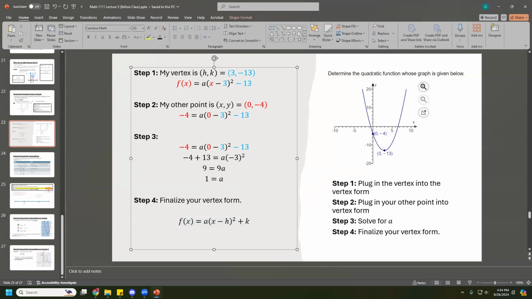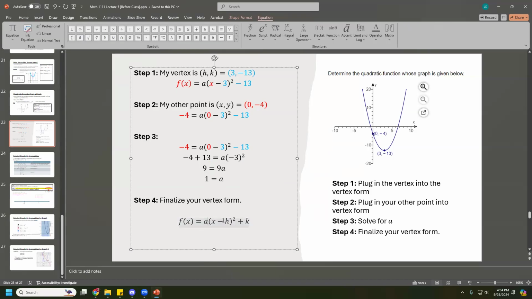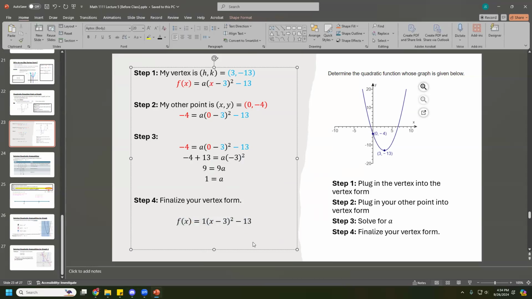Okay. So vertex form needs 3 things. It needs A, H, and K, and I know all of them. This is supposed to be 3. This was supposed to be negative 13. And I just found out that my A is supposed to be 1. So this is my finalized vertex form.